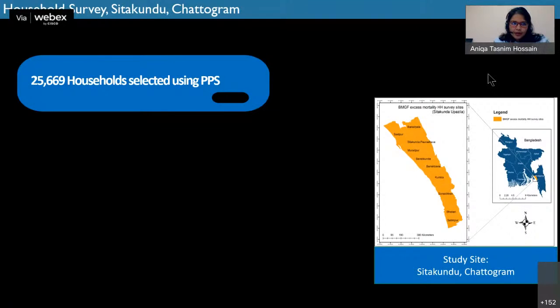Then moving forward to our study, that is a household survey at the subnational level, in a sub-district, Sitakunda. It's in the southern part of Bangladesh. You can see the map here, and the site is at this part.